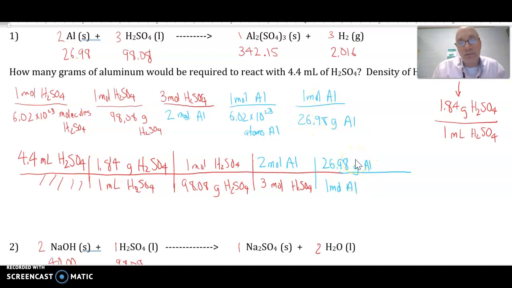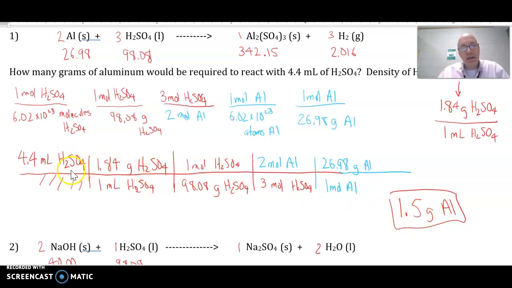So you plug all those numbers into your calculator and round to 2 significant figures. You choose 2 because the number with the smallest number of significant figures is this one right here, and you get 1.5 grams of aluminum.